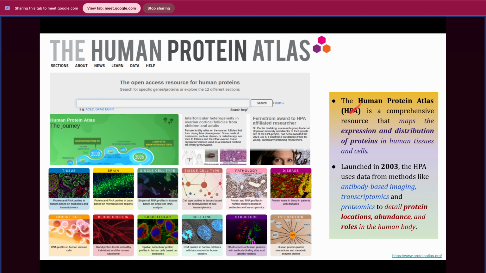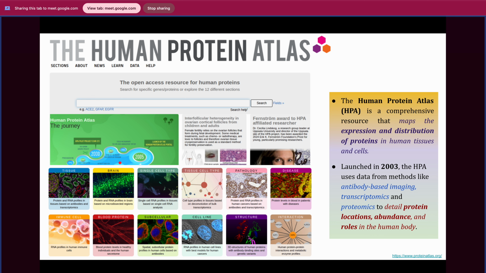Human Protein Atlas is a comprehensive resource which maps the expression and distribution of proteins related to human tissues and cells. So it will contain all the information of proteins which are expressed and distributed across tissues. It was launched in 2003 and it contains data coming from experiments such as antibody-based imaging, transcriptomics, and proteomics. It will tell you where the protein is located, what is the abundance of the protein, and what is the role of that particular protein in the human body.